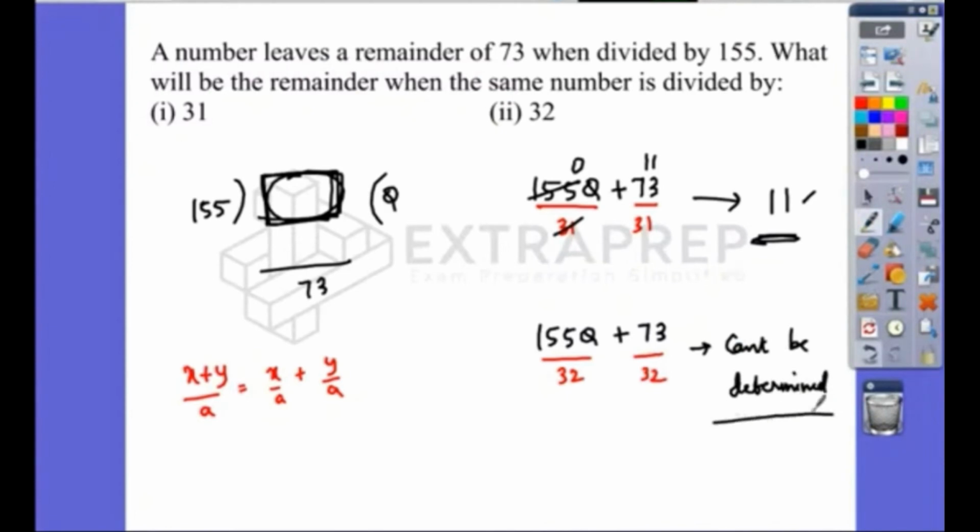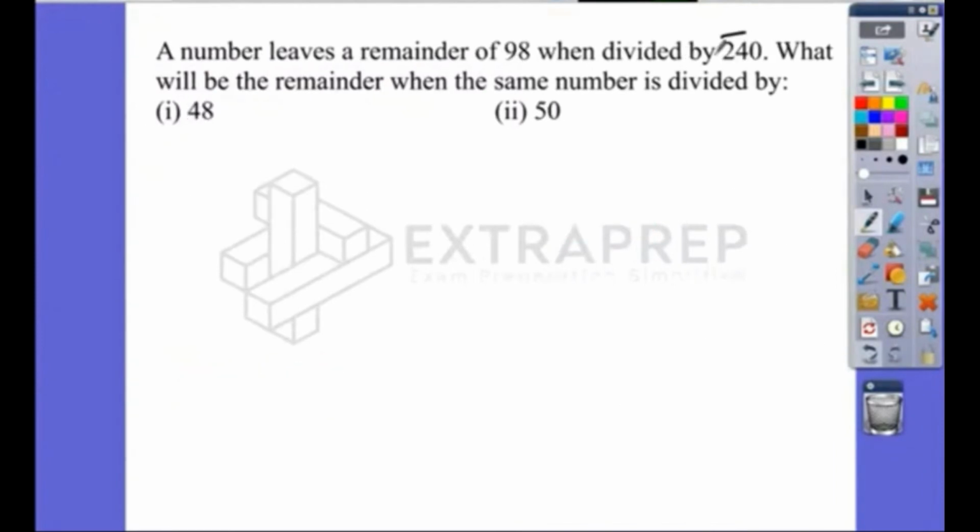The answer is can't be determined. But in the previous problem, irrespective of the value of q, you're able to find the answer because the number is divisible by the divisor. Here, because it's not divisible, you cannot find the answer without knowing the exact remainder, because the remainder changes according to the value of q. So the answer is cannot be determined.